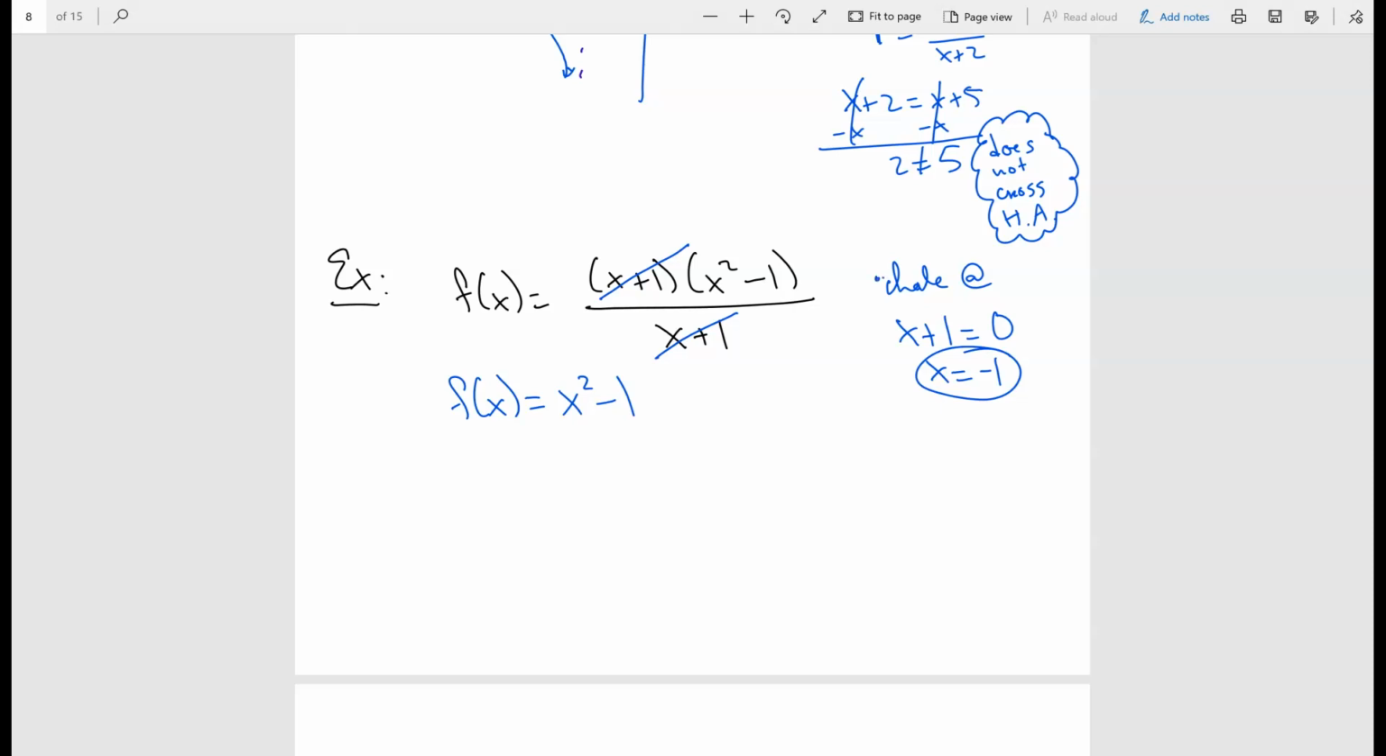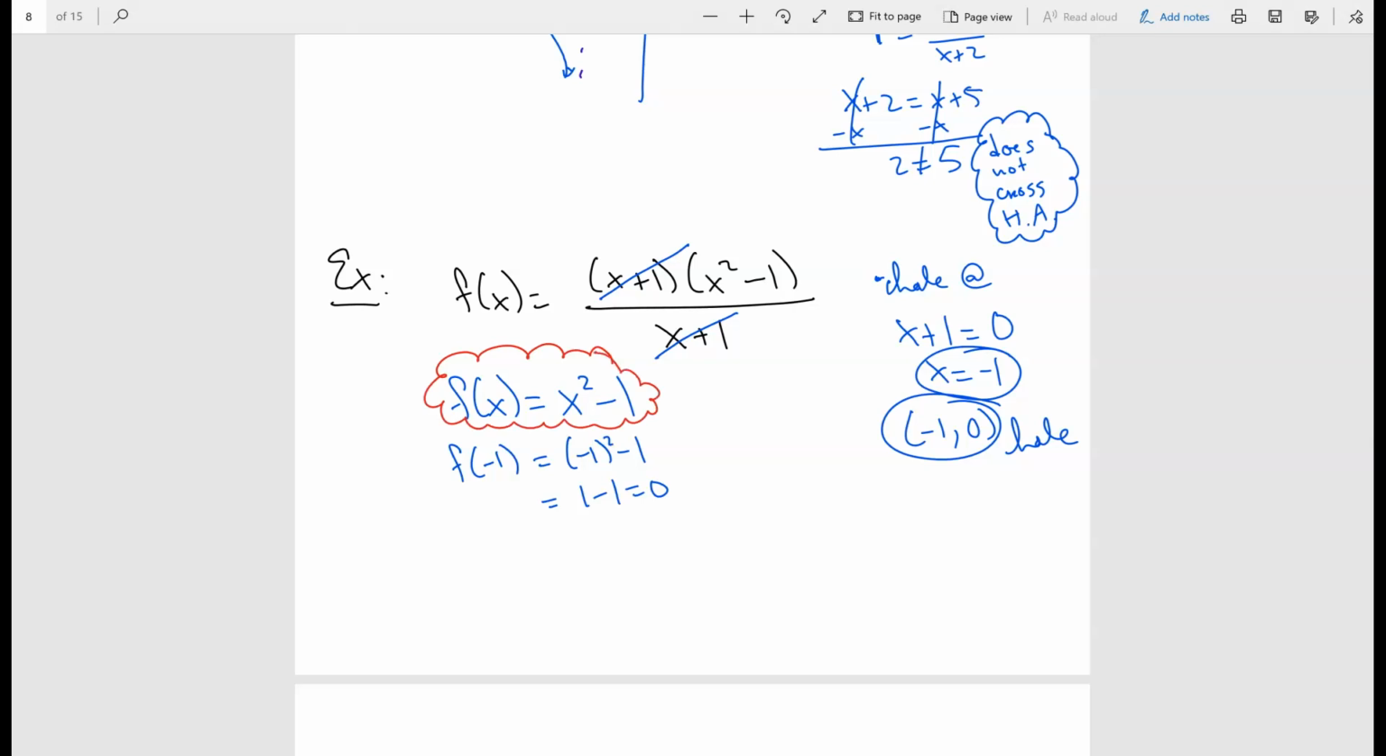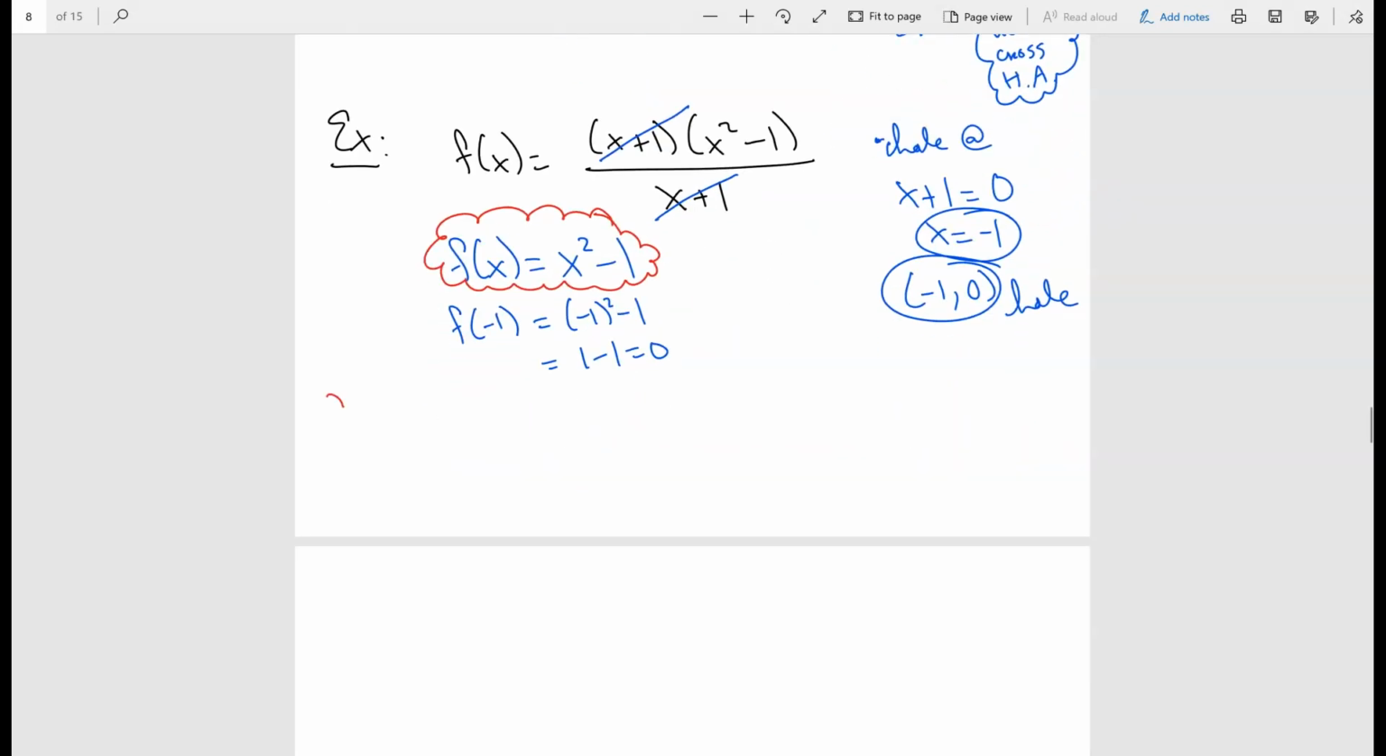So now what you're going to do is plug in that -1 in there to see where exactly the hole is. You're going to get 1 minus 1, which gives me 0. So at (-1, 0), you have your hole. Okay. Now remember, we have our new function now, which is going to be this guy. This is going to be my new and improved function. So f(x) is equal to x² - 1.